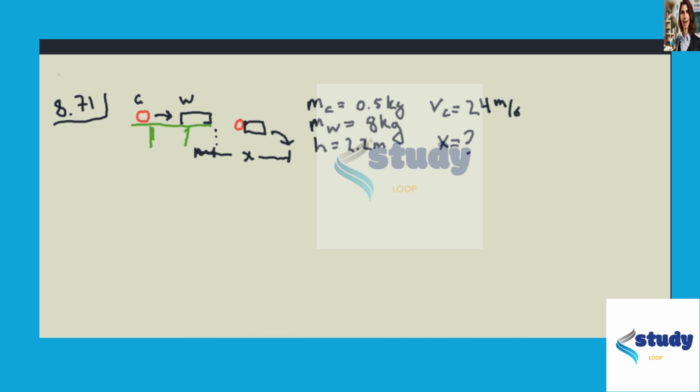Height of the table is 2.2 meters. These are the masses of the objects. The clay is originally moving at 24 meters per second, so you need to find x. So what we want to do first of all is find what the initial speed of the clay and wood object is after the impact occurs and right before it starts falling. Because there's no friction, the speed right after the impact occurs will be the same until it starts falling, in which case, then it'll start speeding up because gravity will be acting upon it.